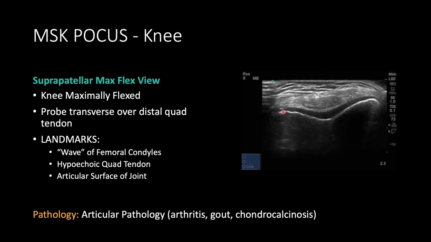This is because of the cartilage that's inside the joint. It's not that there's fluid or anything there. The cartilage is not producing lots of highly echogenic reflections. And so a lot of people will mistake this for effusion or fluid, when in reality this is likely just the cartilage overlying the bony structures of the articulating surface. This is a great view to look for arthritis and gout, and also chondrocalcinosis, which I'll show you some examples of what those look like here.